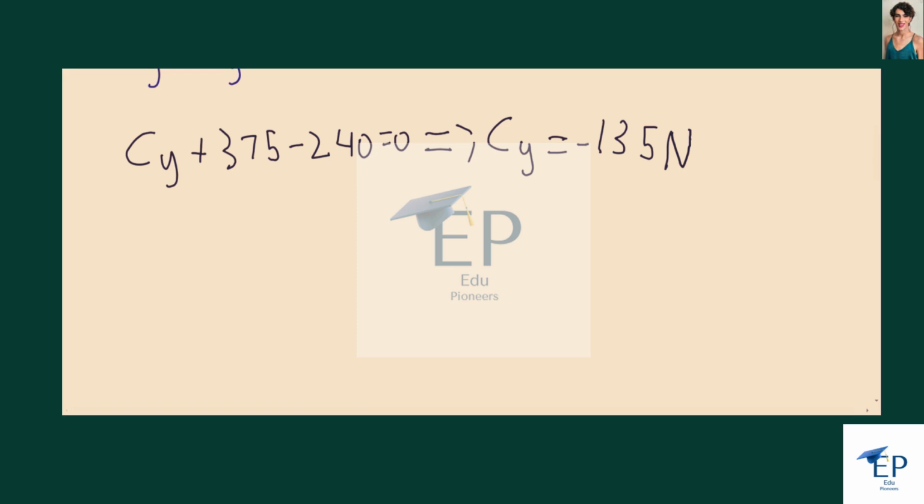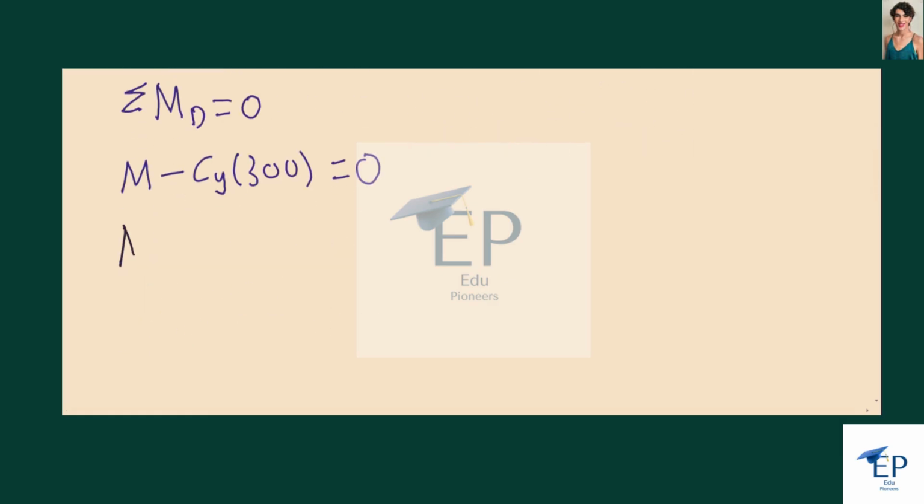We can now use the expression of the sum of moments about D is equal to 0, which we can write as m, where m is the moment that we're trying to solve for, minus c of y times 300 is equal to 0. So now we just plug in c of y. So we have m minus 135 times 300, set that equal to 0.